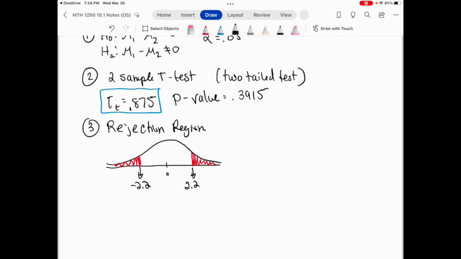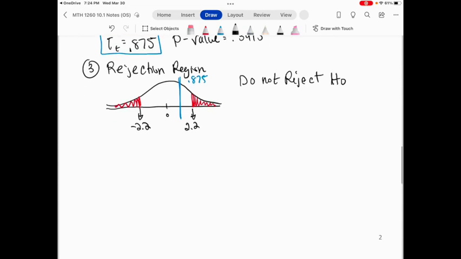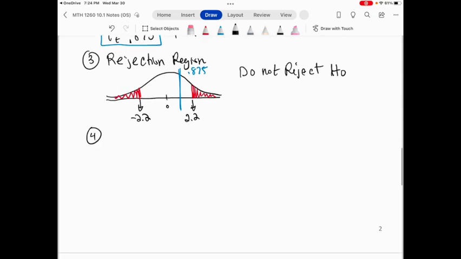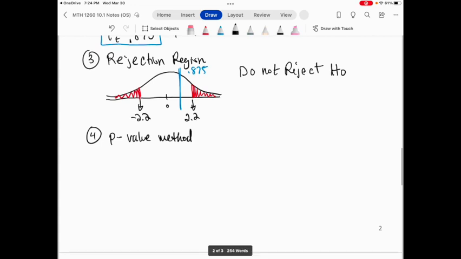Then I'm going to look at my test statistic, and I'm going to see where that falls on my graph. If I look, here's 0 again, as always, in the center. My test statistic is 0.875. 0.875 falls between 0 and 2.2. So it's going to fall in between here, which tells me it's not in the rejection region, right? If it fell in that red area, that would be our rejection region. So that tells me to say do not reject the null hypothesis.